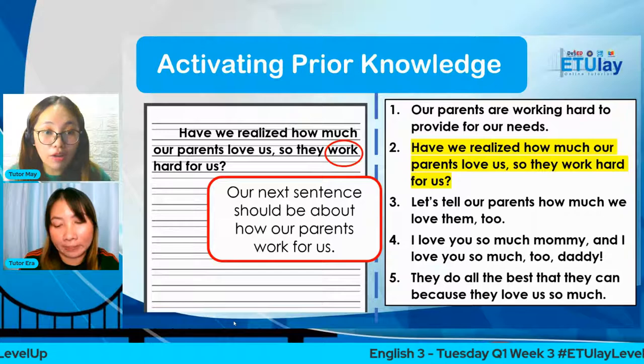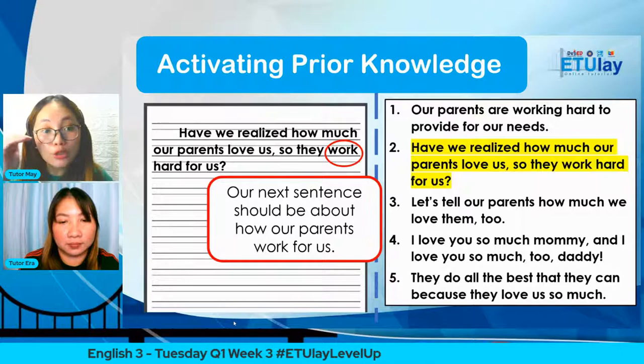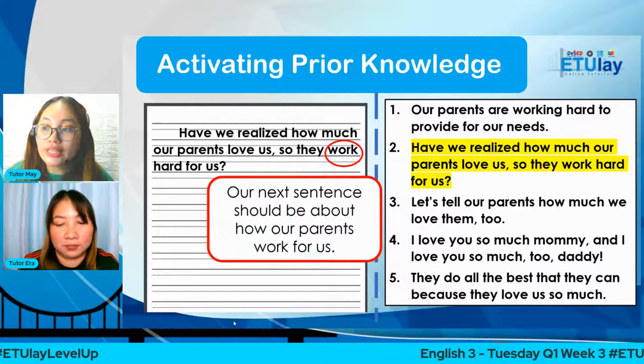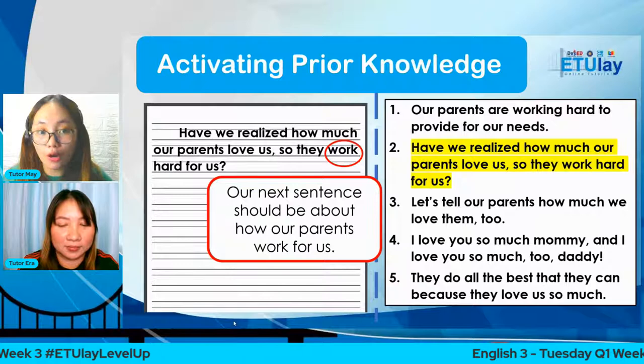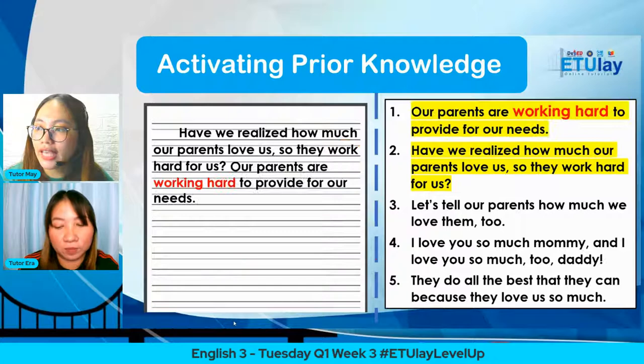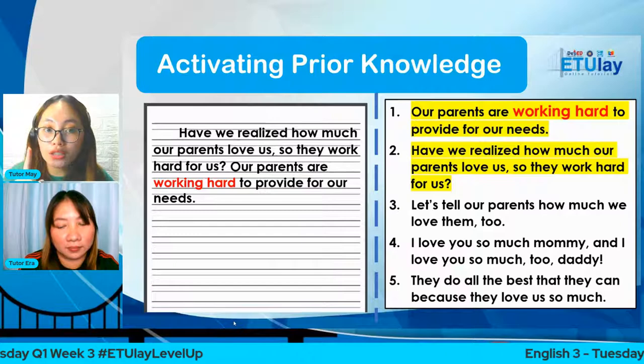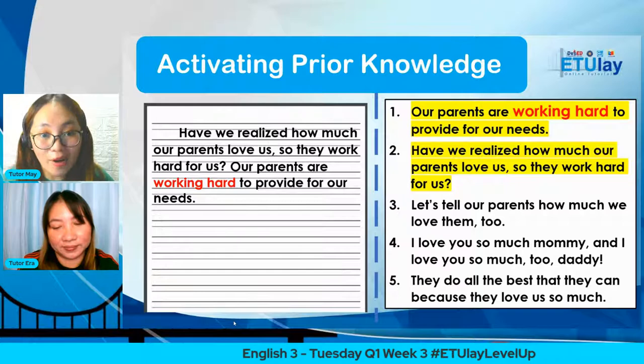Our keyword is work. Now, to have another sentence, the next sentence should be about how our parents work for us. Is it 1, 3, 4, and 5? Okay? Let's see, may nagwa-1, may nagfa-5, may nagfa-4. Pero marami sa inyo ang nagwa-1. Let's see if that is the answer. That is correct. Why? Because sentence number one said, our parents are working hard to provide for our needs. So you see, the ideas are connected to each other.